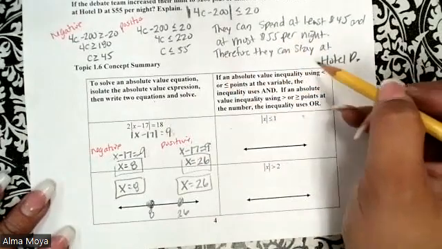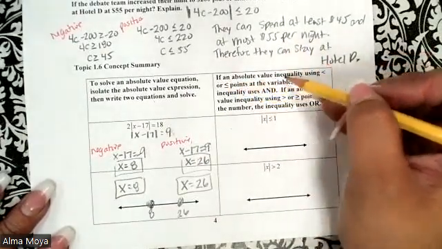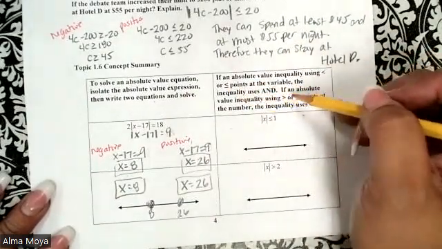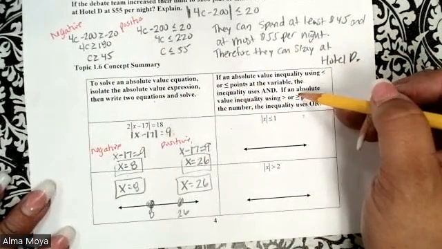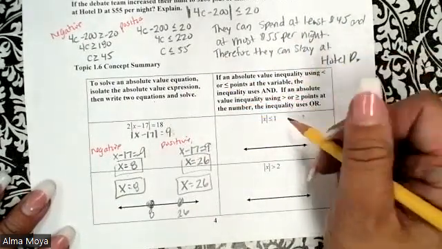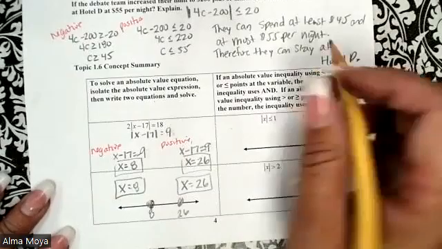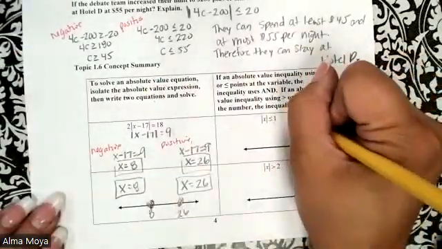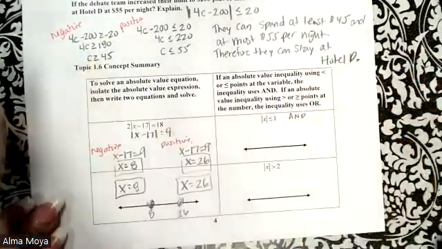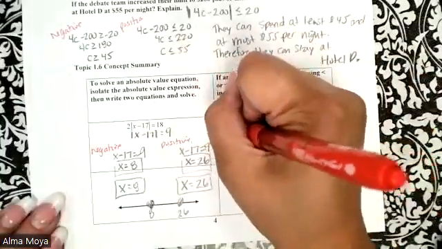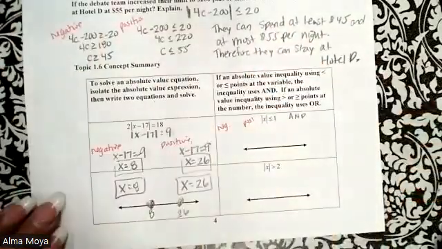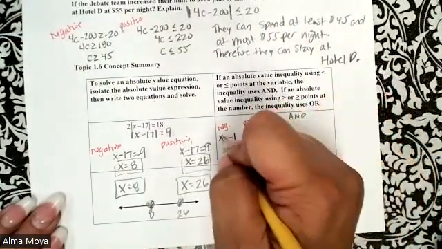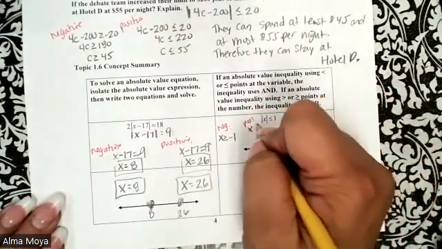If an absolute value inequality uses less than or equal to pointing at the variable, the inequality uses and. If an absolute value inequality uses greater than or greater than or equal to, that's going to be the or. So right here, that is an and, because that's the less than symbol. I'm going to write the negative and the positive. On the negative, you make it a -1 and you flip the inequality symbol. On the positive, you leave it alone.